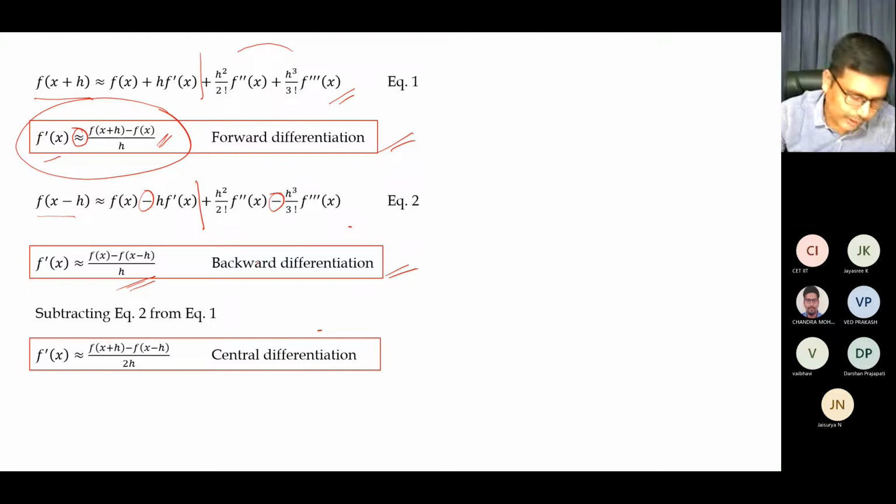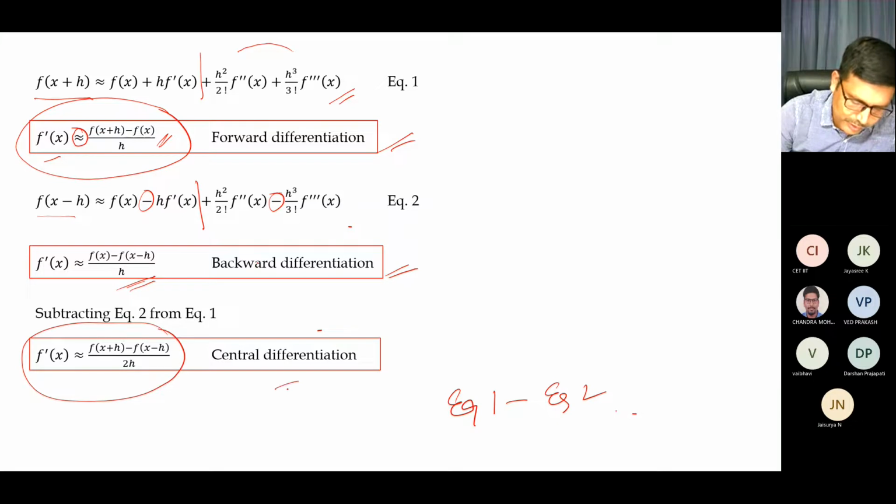And I can also go for central differentiation. That means if I subtract the second equation from the first equation, that means equation 1 minus equation 2, so 2 is subtracted from 1, in that case I will get this equation, and from here this is also a derivative at x, and this is your central differentiation. So I can use one of these for calculating the first derivative.